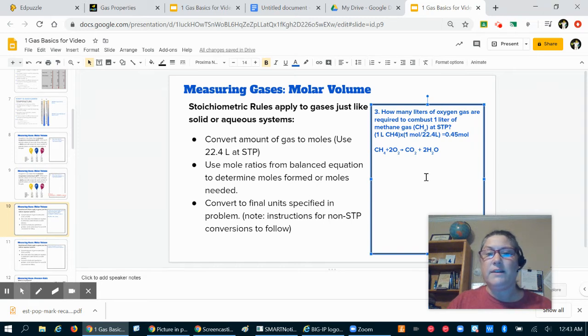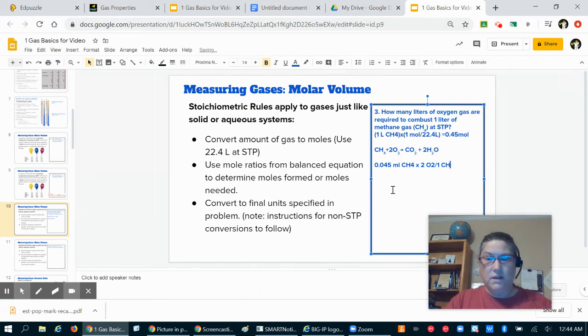All right. The next thing we're going to need to do is look at the mole ratios and figure out how many moles of one thing produce another thing. They want to know how many liters of oxygen gas are required. So right here is our oxygen. It takes 2 moles of oxygen to combust every 1 mole of CH4. So if we set up our mole ratio equation, we have 0.045 moles of CH4, and our ratio of methane to oxygen, we have 2 moles of O2 required for every 1 mole of CH4.